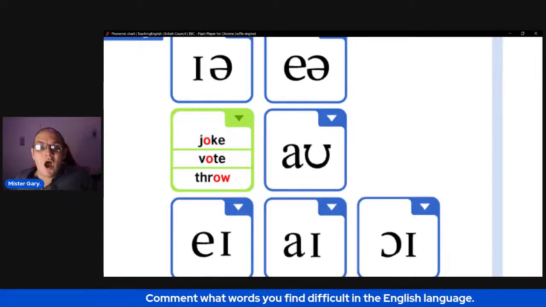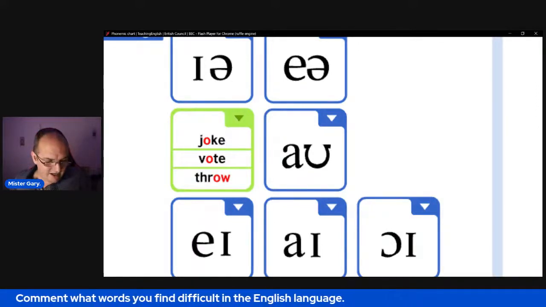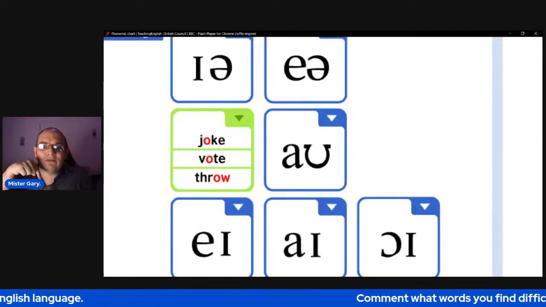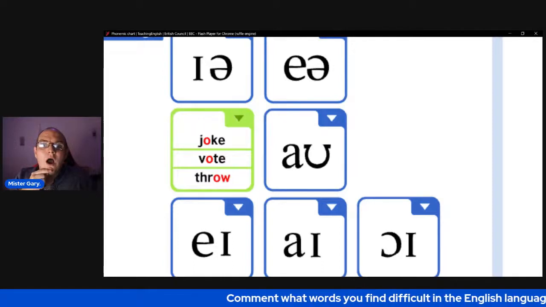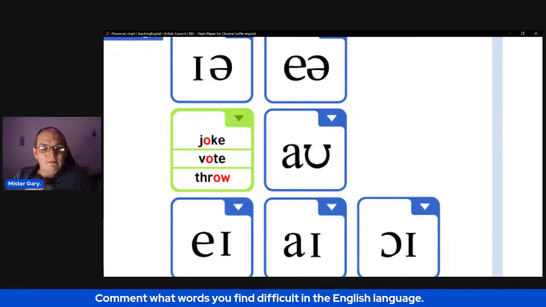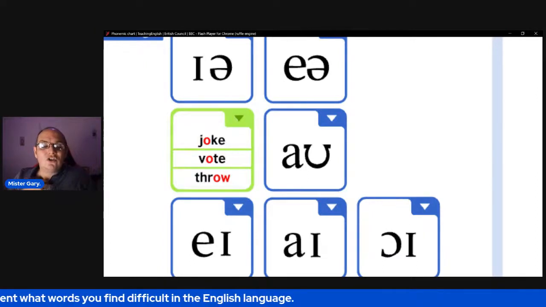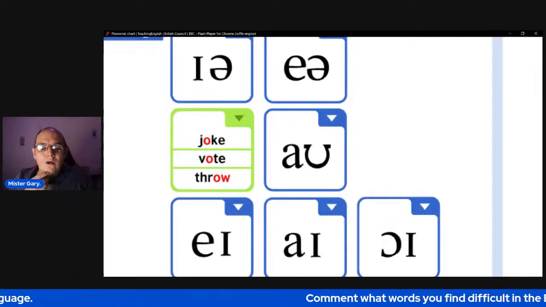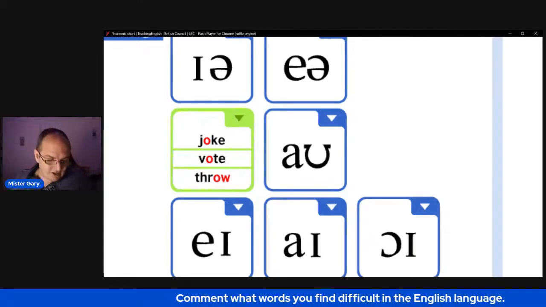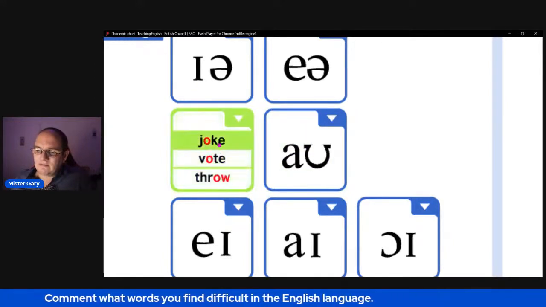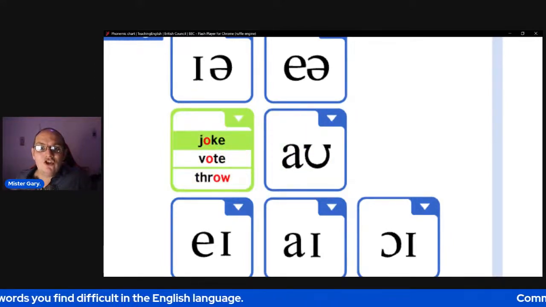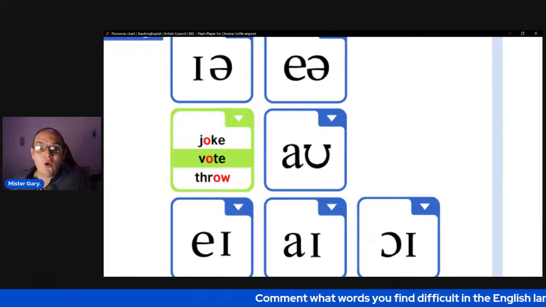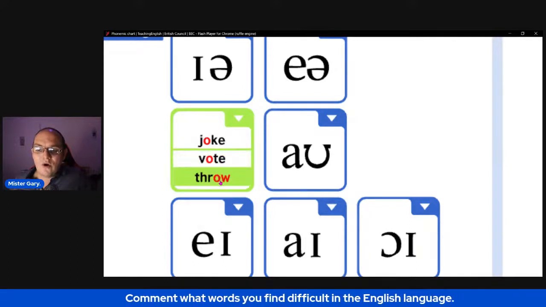We're looking now at the O sound, Pallavi, and for anybody joining. The jaw here is right down at the bottom position. You emit the air from your lungs as you're saying oh. Example words for this one: joke, vote, and throw.